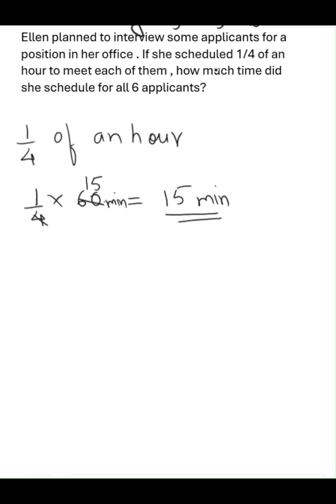Now how much time did she schedule for all 6 applicants? They are asking for all the applicants. For all the 6 applicants, the time kept was 15 minutes, and if you go for each applicant you can divide it by 6. So 15 minutes is the answer here.